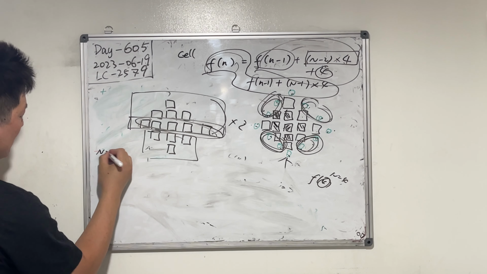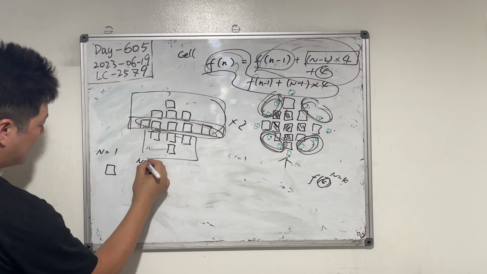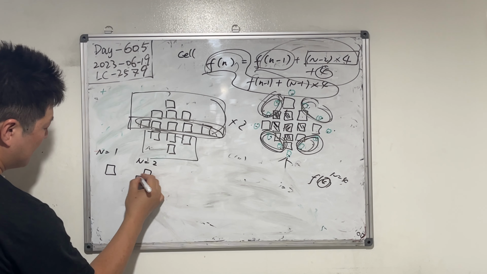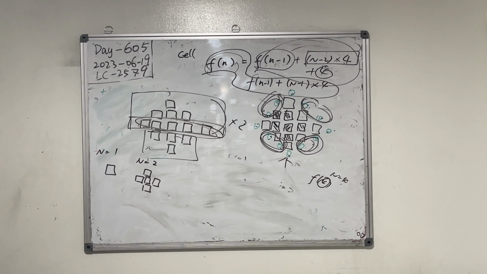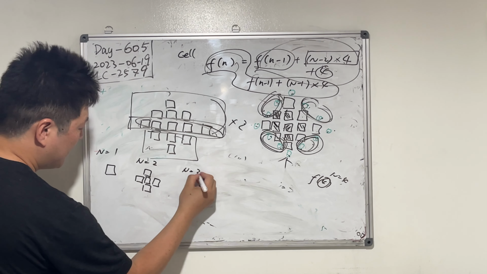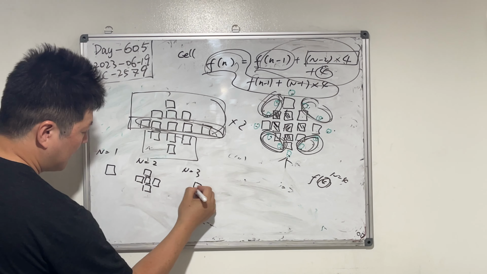So n equals 1 is this one. N equals 2 is this. Okay, so n equals 3. When n equals 1, the sequence is 1, right? For n equals 2 it's actually 1 plus 3 times 2 minus 3, the middle part. The third one is 1 plus 3 plus 5 times 2 minus 5, right?